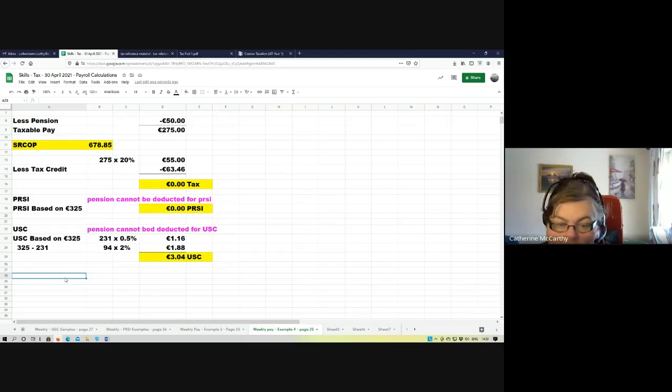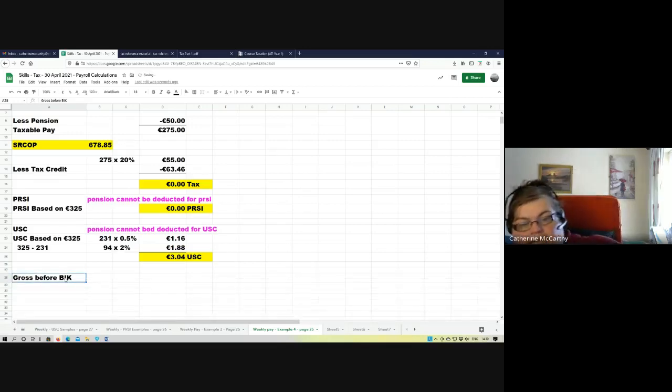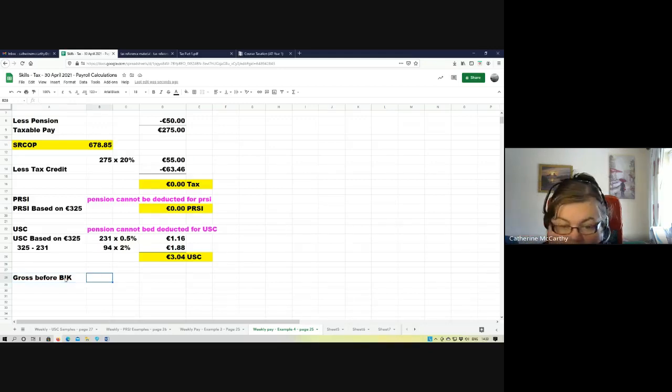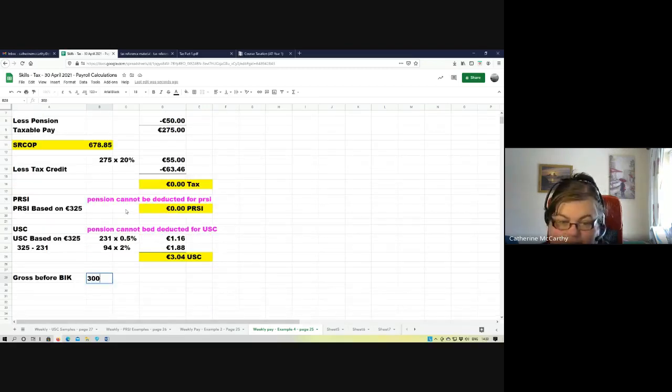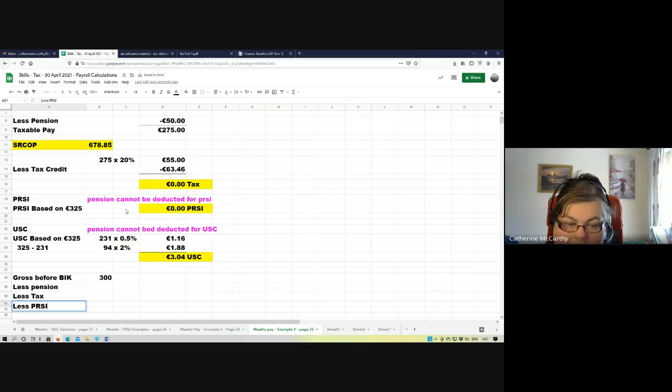Okay, and let's work out all that then. So we have our gross before the BIK. Okay, so the gross before the BIK. So when you're working out your net pay or your take-home pay here at the bottom, it's always before the BIK. And what was that? That was €300. Less the pension, less the tax, less the PRSI, less the USC.